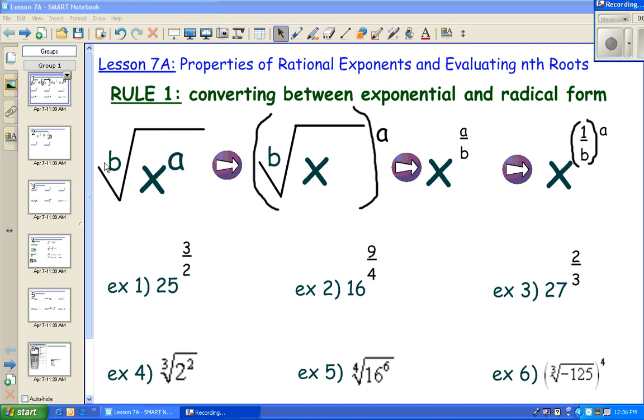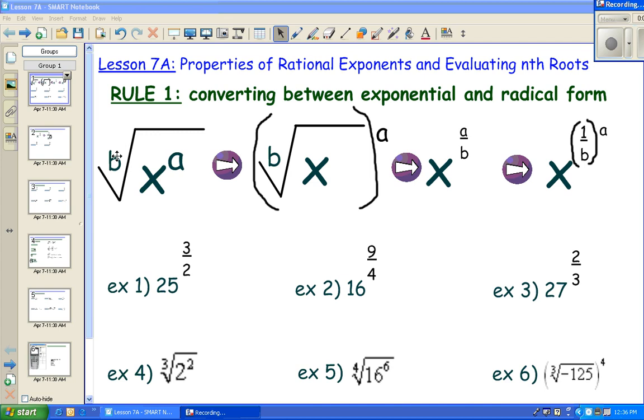There's 4 of them. Here you have the b root of x to the a power. This b represents your index or your nth root. A lot of times you don't see any number written there because it's an understood 2, which represents a square root. But if it's any number other than 2, then you'll have to see the number, that index, written there.